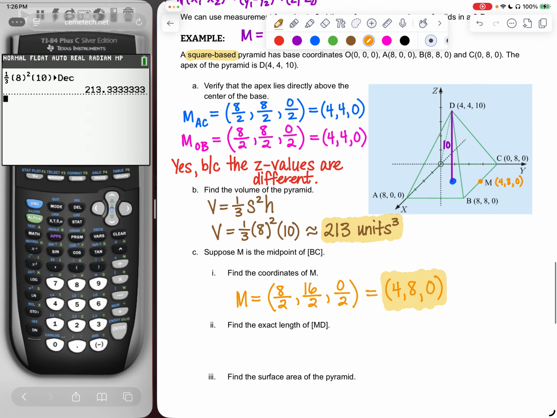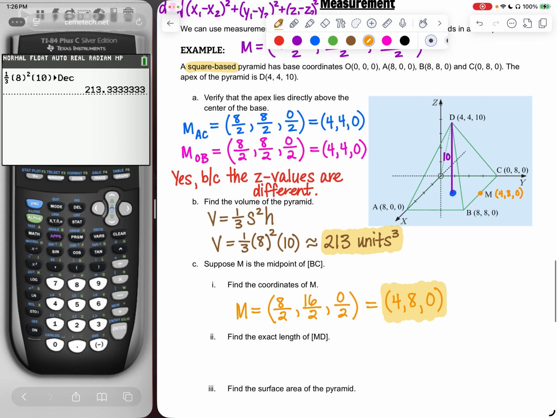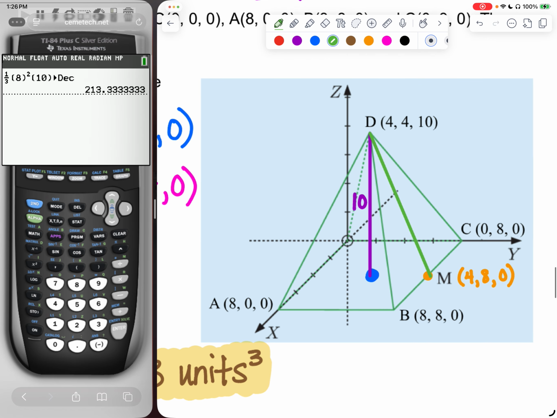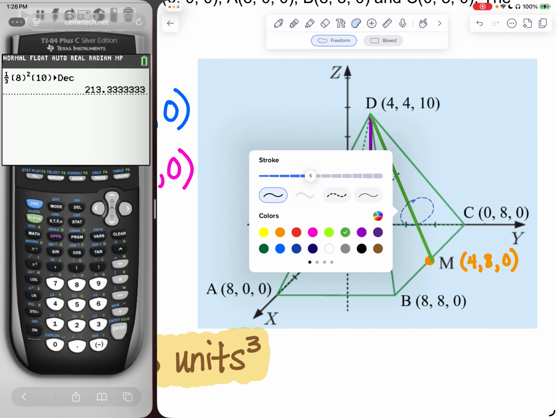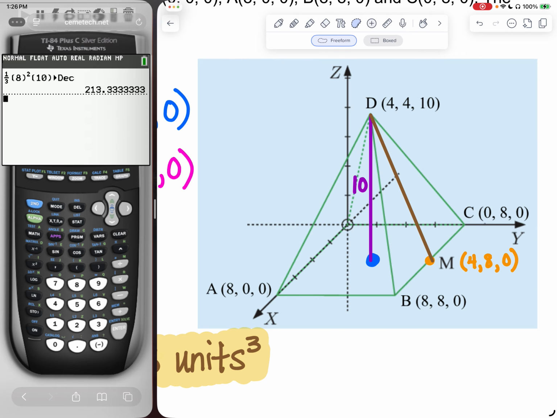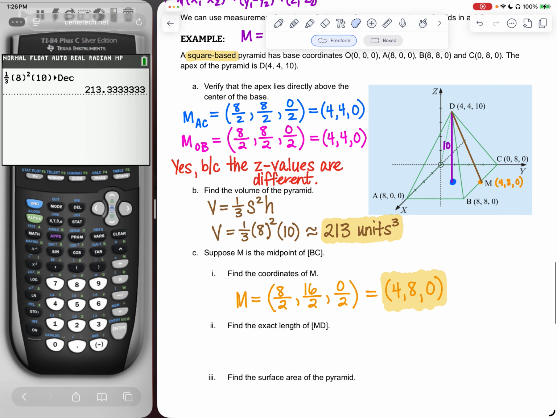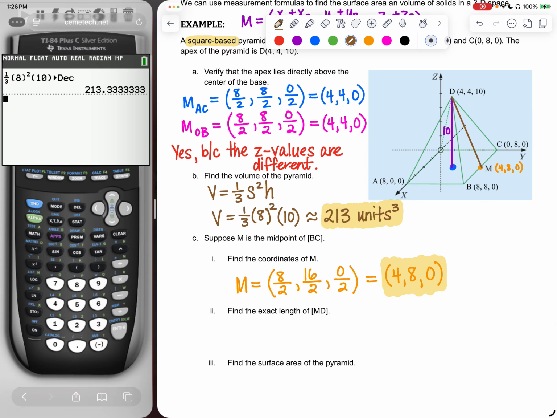So now it says find the exact length between M and D. So I want to go from M to D here. I want to find out how long that is. So what I'm now going to do is use the distance formula to find that green line here. And let me use a slightly different color so that it won't be hard for you to see. Okay, so I'm going to use the brown line.